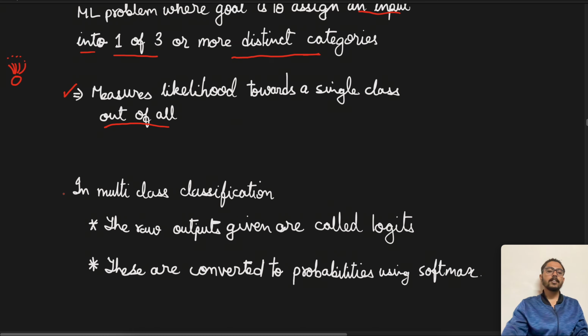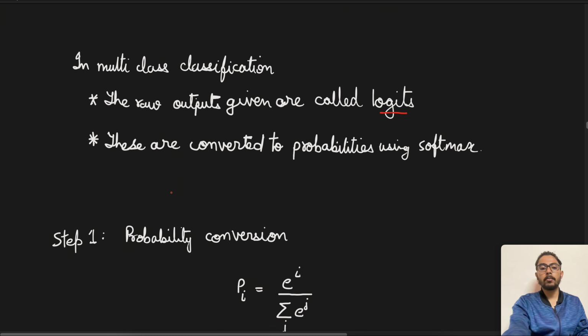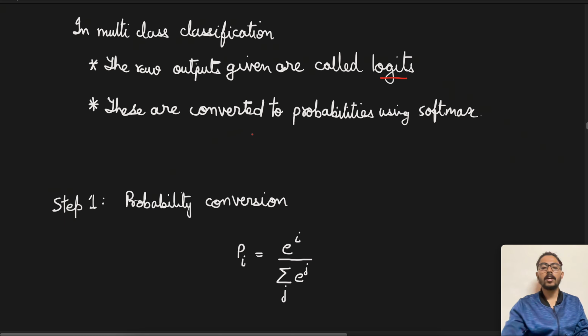So in multi-class classification, we need to keep track of 2 things. The raw outputs that are given in the table are called logits and these are converted into probabilities using Softmax, which we will see below. So first is probability conversion. As per the given table, what we need to do is basically make it e raised to power i divided by summation e raised to power j.